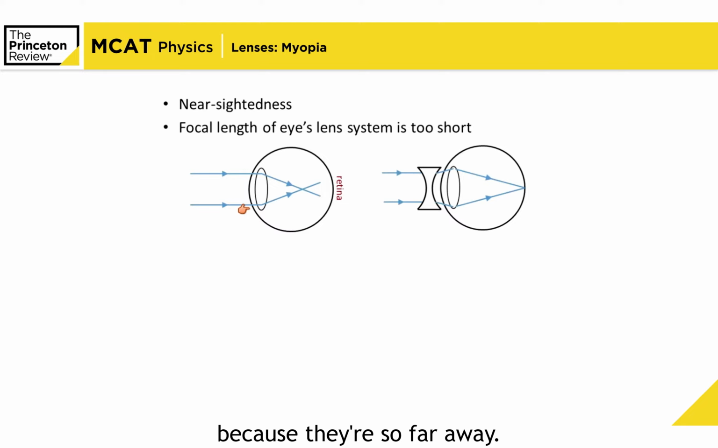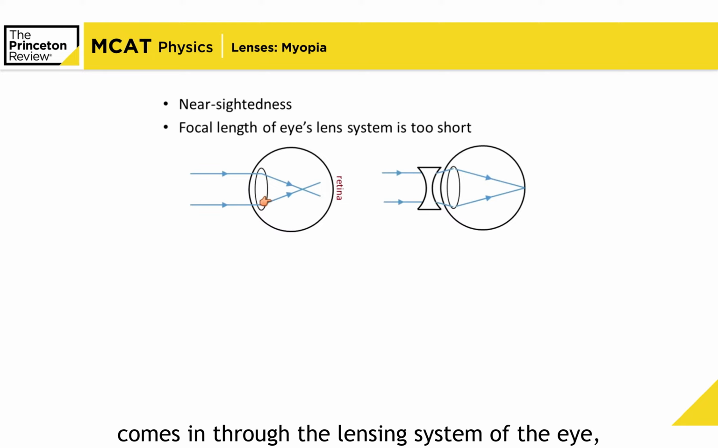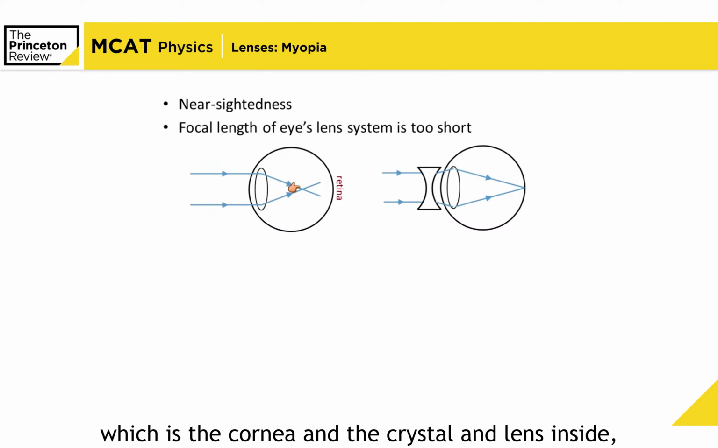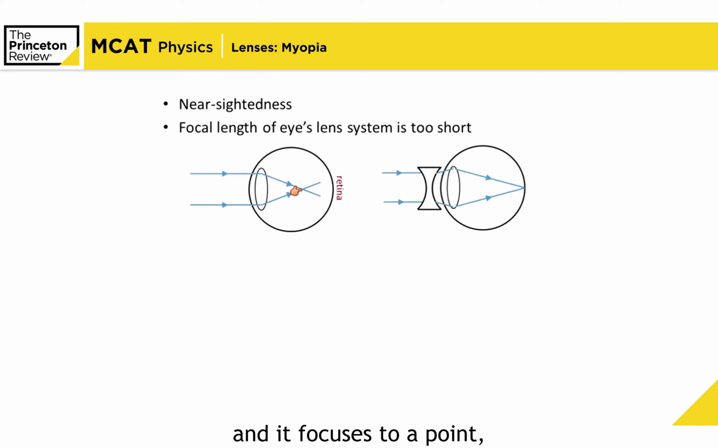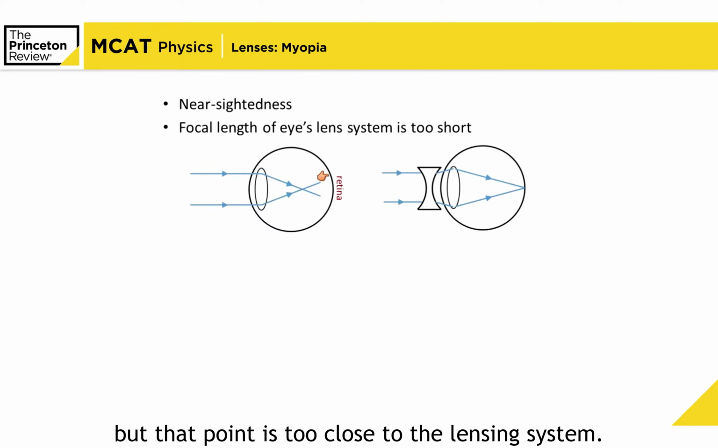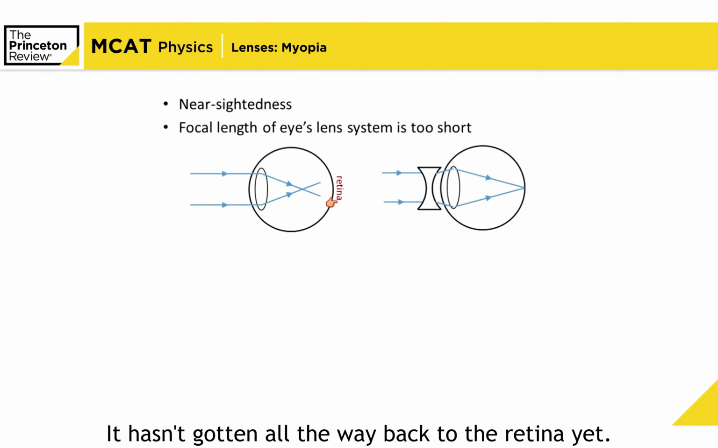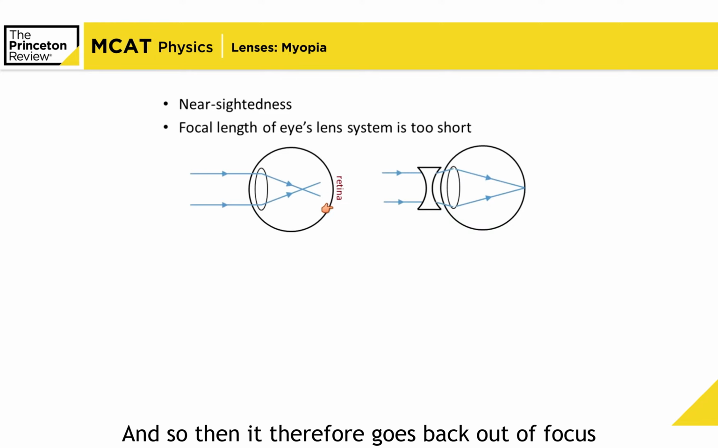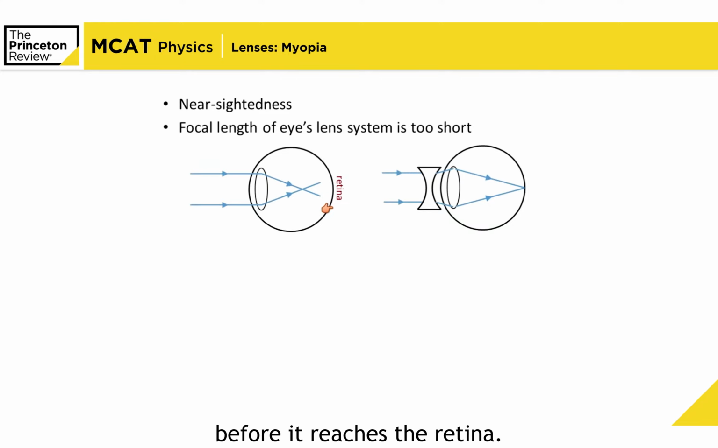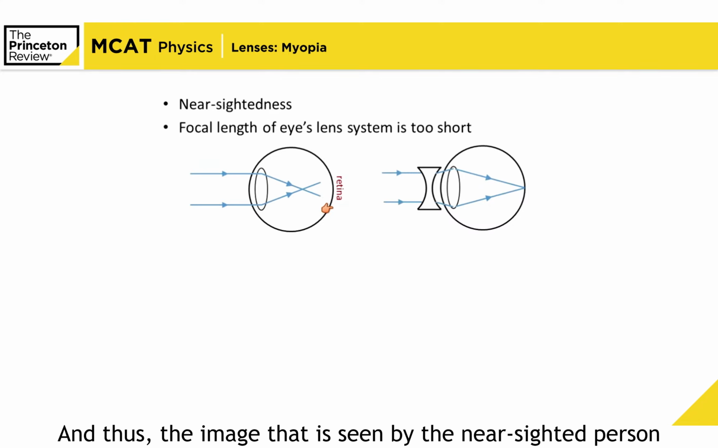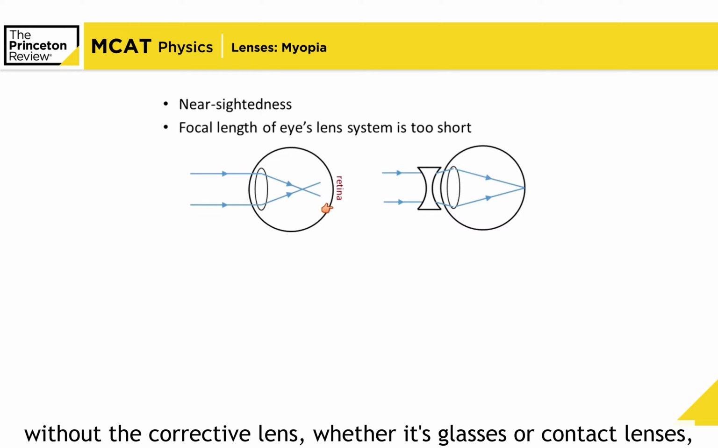Now this light from the distant object comes in through the lensing system of the eye, which is the cornea and the crystalline lens inside, and it focuses to a point, but that point is too close to the lensing system. It hasn't gotten all the way back to the retina yet, and so it goes back out of focus before it reaches the retina. And thus, the image seen by the nearsighted person without the corrective lens, whether glasses or contact lenses, is out of focus.